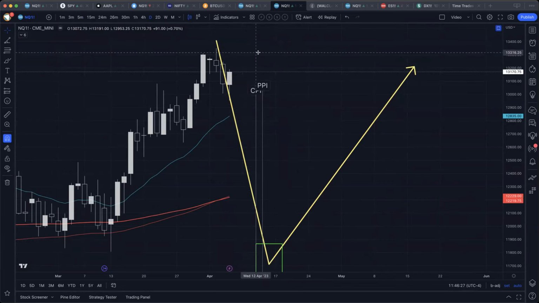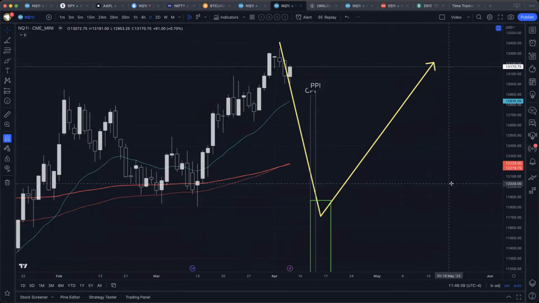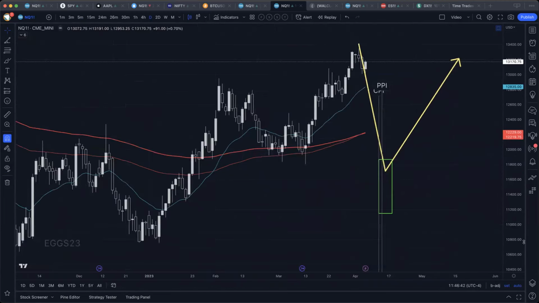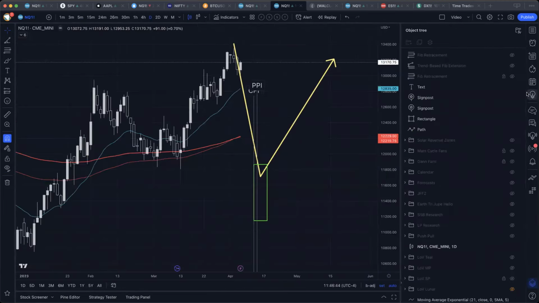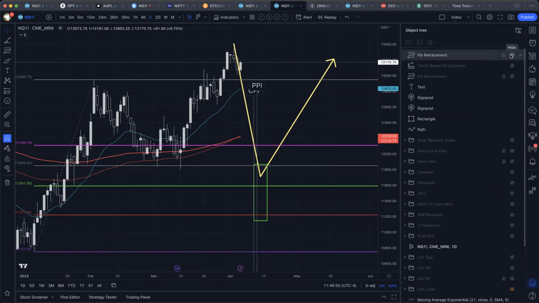We've got a couple big news events this week. We have CPI on Wednesday morning. We have producer price index on Thursday morning. And I wanted to take a little bit of time here to share some Fibonacci-based analysis. Let's start with just a basic fib retracement of this move up.